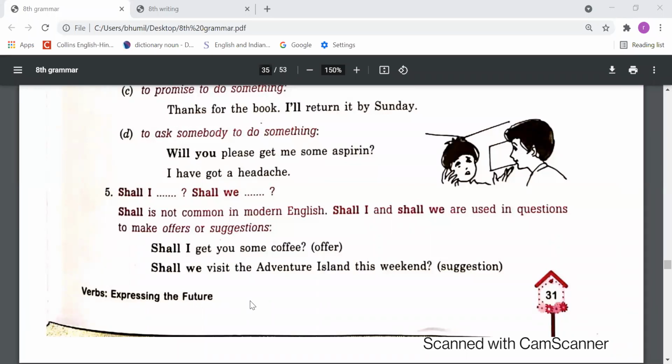Second point we have to understand here: shall, we basically use with I and we when we put a question, when we make a question. In that sense we can use shall with I and we. Like sometimes teachers ask you, shall we start the class? Means I'm asking for a suggestion from your side. Shall I help you? I'm giving an offer. Shall I switch on the TV? I'm just taking a suggestion from you. So taking a suggestion, giving a suggestion, or offering something, we use shall with I and we, right?